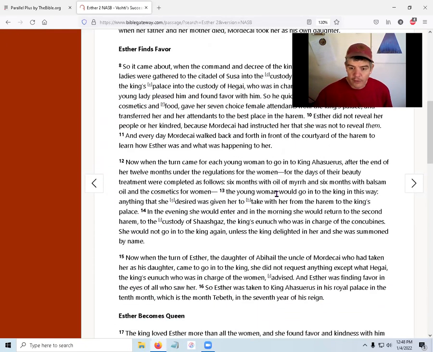Okay. Oh, look at this. Now, when the turn came for each young woman to go into King Ahasuerus, after the end of 12 months under the regulations for the women, for the days of their beauty treatment, these ladies are getting super dolled up for the king. The king's like, I need a new queen. I ain't taking no riffraff, I guess. 12 months. Look at this. Complete as follows. 6 months with oil and myrrh. 6 months with balsam oil and cosmetics for women.